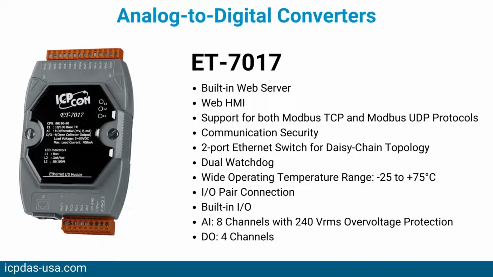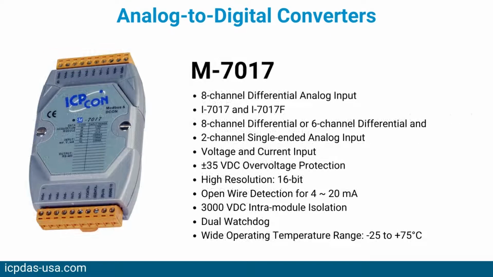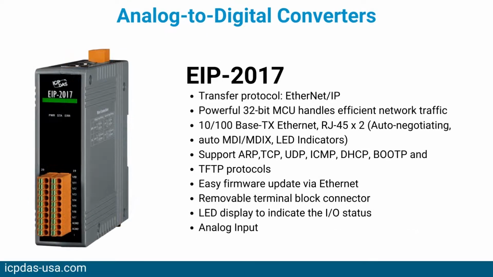The ET7017 is a web-based Ethernet I/O module that features built-in web-based configuration, I/O monitoring, and I/O control by simply using a regular web browser. The M7017 is a data acquisition and control module that supports Modbus RTU. And the EIP 2017 supports voltage and current input types.